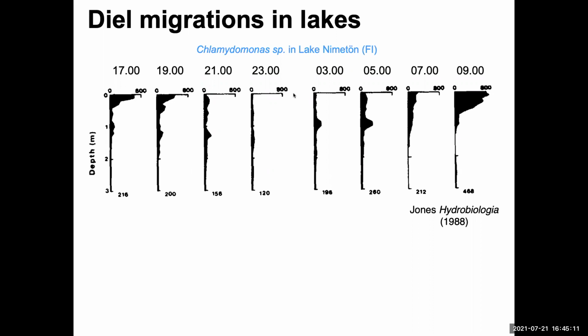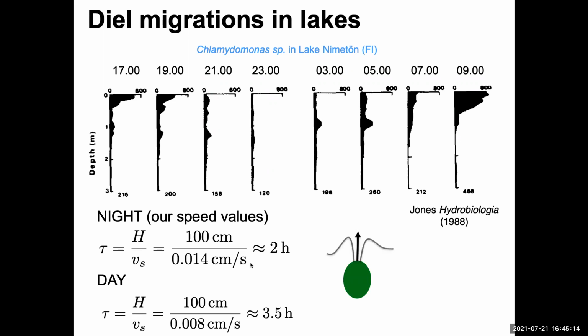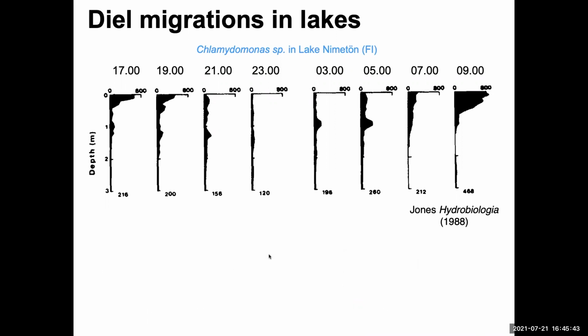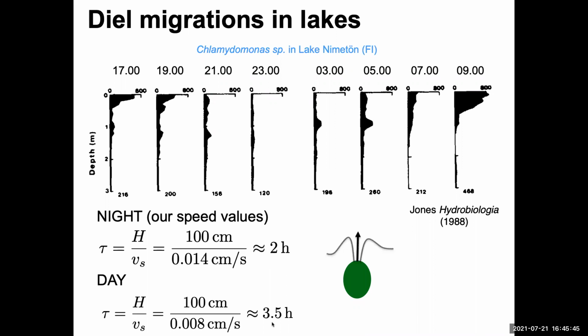So these are not completely serious calculations. I'm just taking the values that we measured, and I'm evaluating the time that it would take to traverse a meter. And so there are speed values. So I have a night and a daytime value, and you can see that you can do a meter in 2 hours with our nighttime value, and you can do a meter in 3.5 hours with our daytime value.